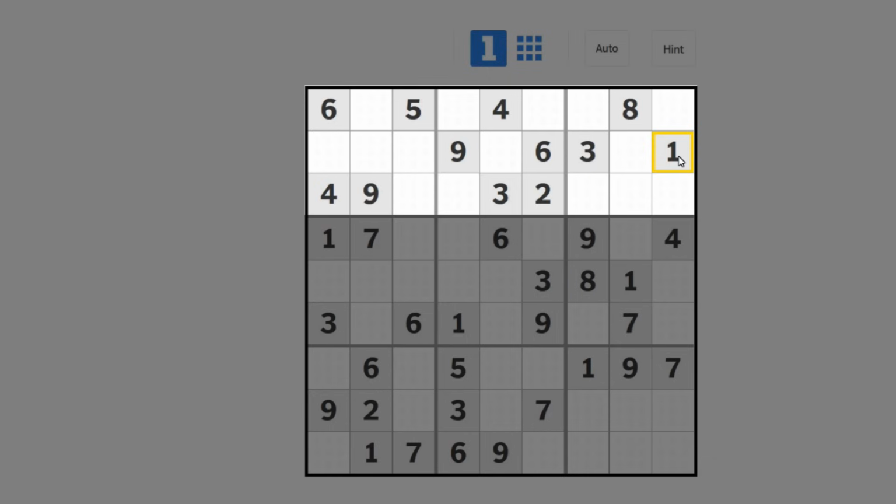So we have 1 appears once, 2 appears only once, 3. Okay, so 3 appears 2 times. We have the number 3 here in this block. We have the number 3 here in this block. So therefore there must be a 3 in this block. It can't be in this row because there's already a 3 in this row. It can't be in this row because there's already a 3 in this row. Therefore the 3 must be in this cell. And so let's put the number 3 there.